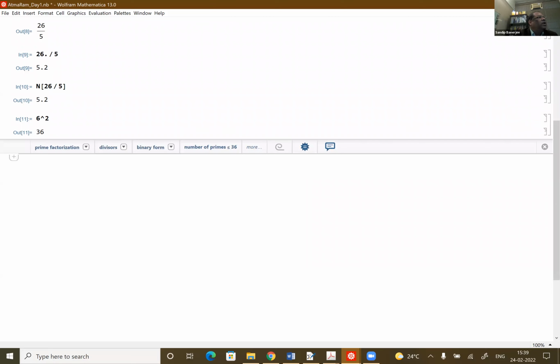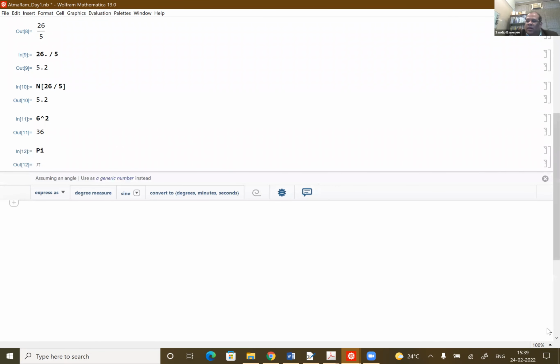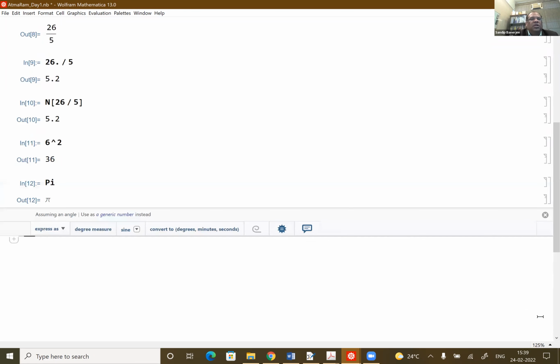And now some inbuilt function, say pi. So pi. Is the size of the digits small? I can increase the size, say, by this much. This looks better. Yes, sir. Okay.